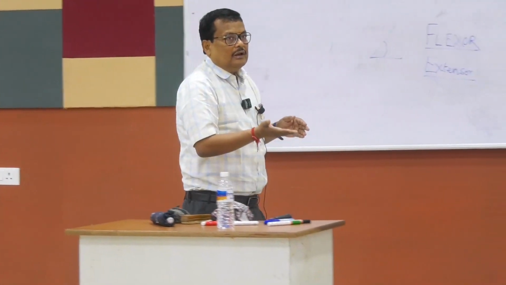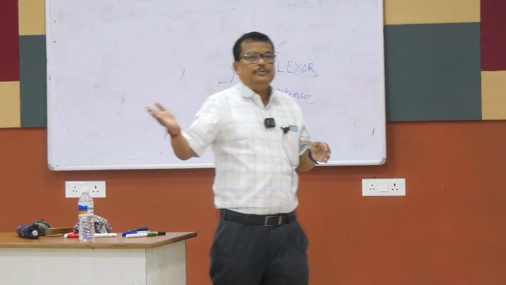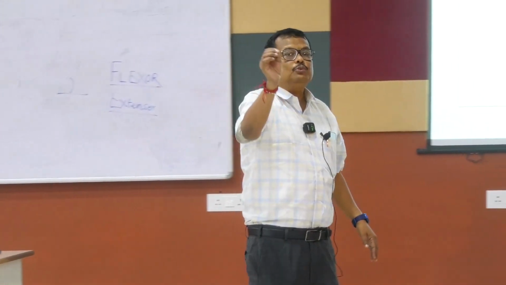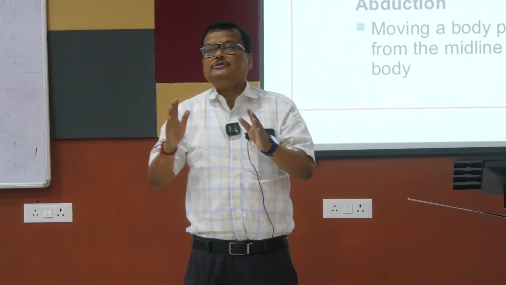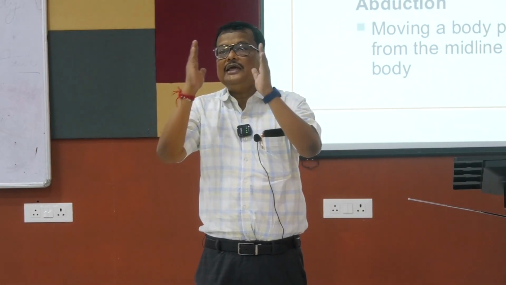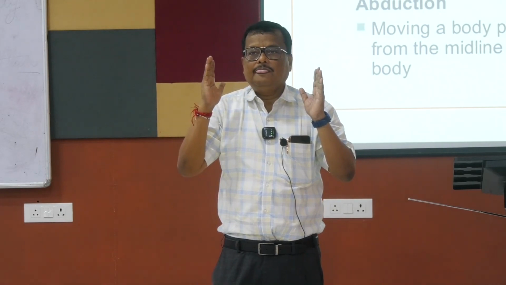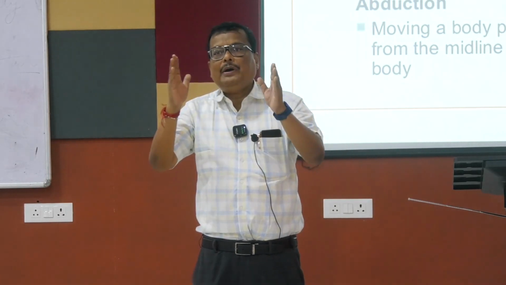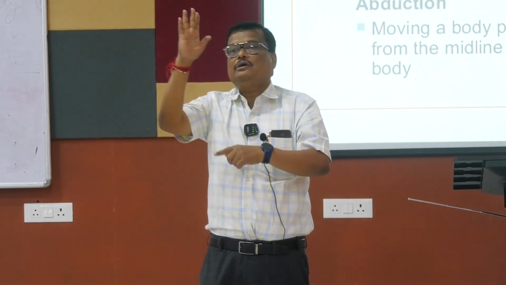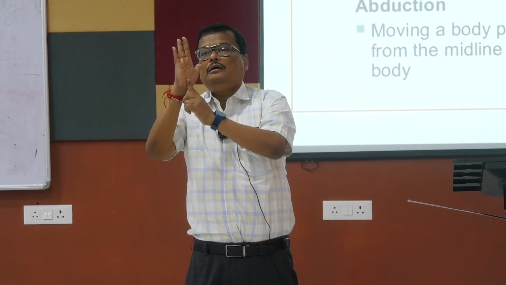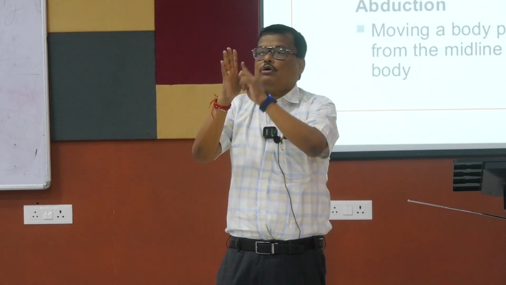Make this clear. I said earlier that going to the midline is adduction, away from the midline is abduction, but it doesn't hold water in case of fingers. Fingers demand a central axis line. In case of the upper limb, the hand, the axis line goes through the middle finger or third finger.